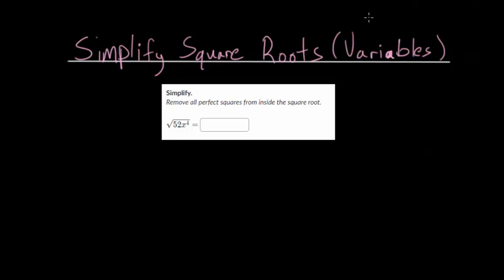In this video, I'd like to talk about simplifying square roots, but with variables on the inside. So in this first example, you have the square root of 52x to the fourth. So the question becomes, how do we deal with these square roots when we have variables underneath? And the general idea, let's say we have x to the sixth, is that we want to be able to simplify this and pull some of the x's to the outside.